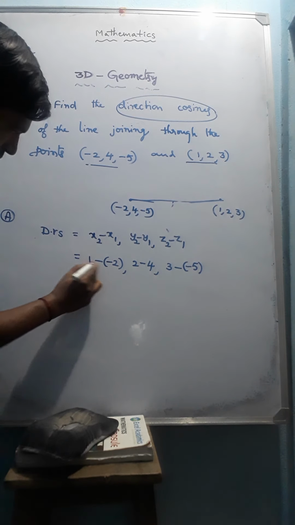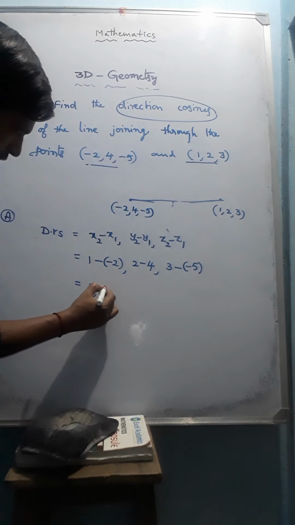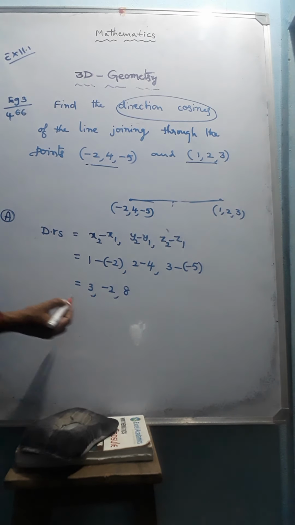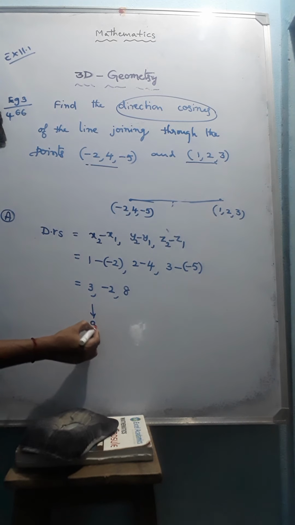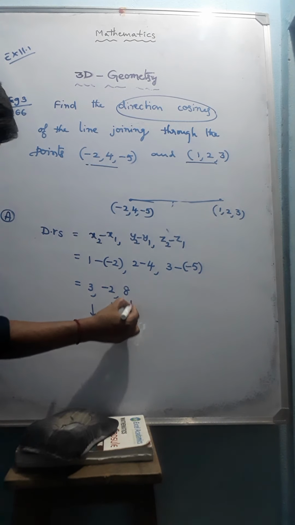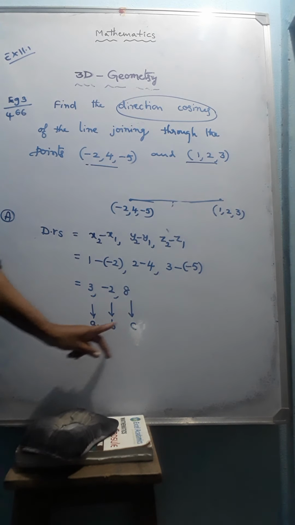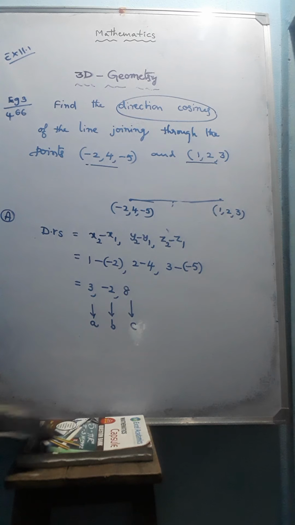That is equal to 1 plus 2 is 3, 2 minus 4 is minus 2, 3 plus 5 is 8. So these are the direction ratios, that means A, B, C. Now you know the direction ratios. With the help of direction ratios, you should now find the direction cosines.